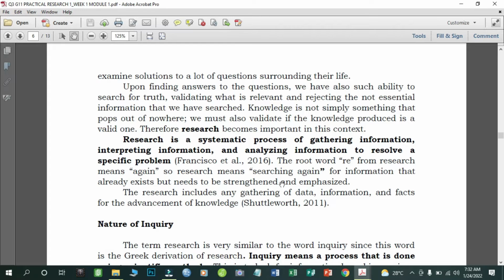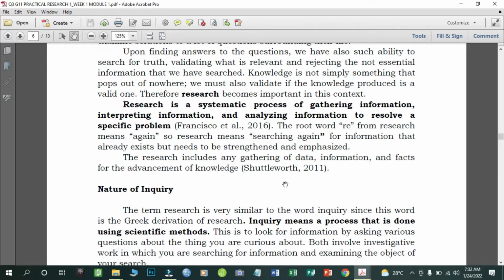Okay, so what is now research? Research is a systematic process of gathering information, interpreting information, and analyzing information to resolve a specific problem. That is by Francisco et al., 2016. The root word of research is "search," so it means again. Research means to search again for information that already exists but needs to be strengthened and emphasized. That's what we're going to do in your research paper. Okay, so in this subject, you will have your research paper. You will make it by group.